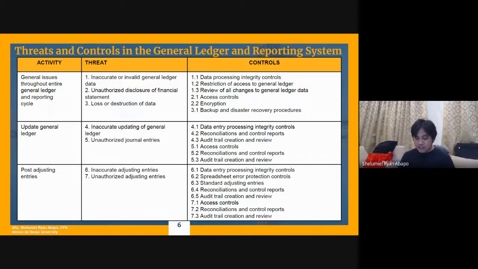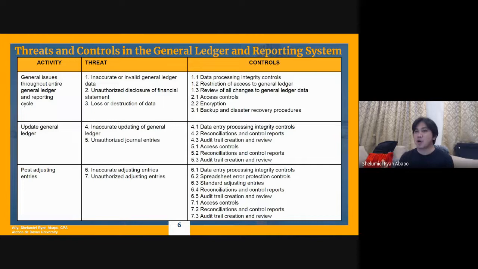Of course, inaccurate general ledger data as a threat can result in misleading reports that cause managers to make erroneous decisions. This particular threat is very critical because once you produce erroneous reports, business managers, business owners, or executives will subsequently make erroneous decisions. These errors could be in a manner na medyo mahirap solusyonan.